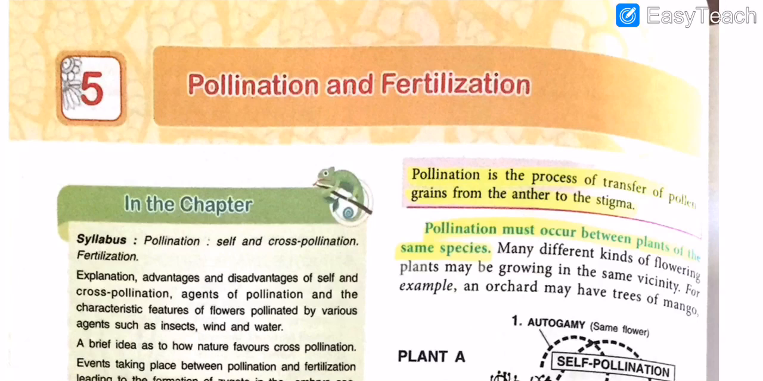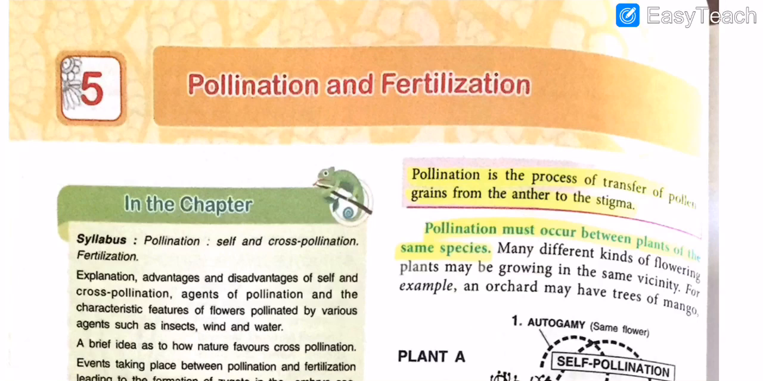Now we're going to go a step further and see how, in these already existing plants, fruits come up, almost like the babies of the plants, right? So without further ado, let's get into the video. The syllabus we are going to cover today is self and cross-pollination, fertilization, etc.